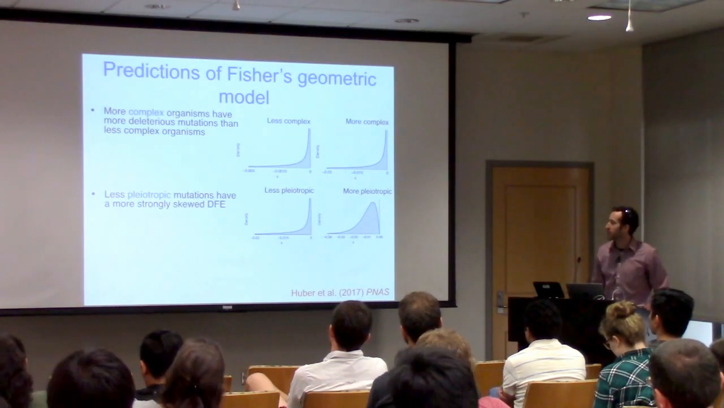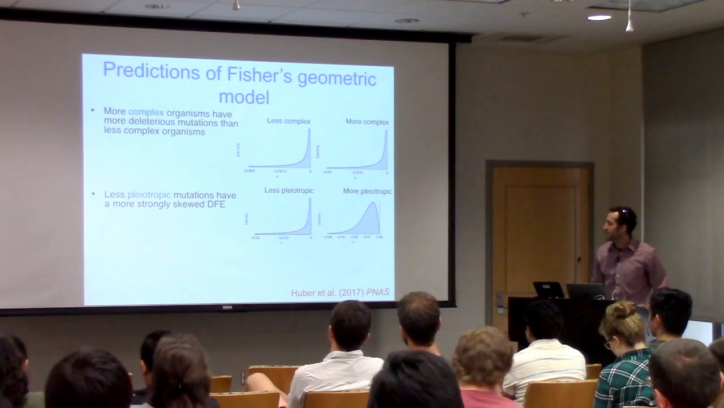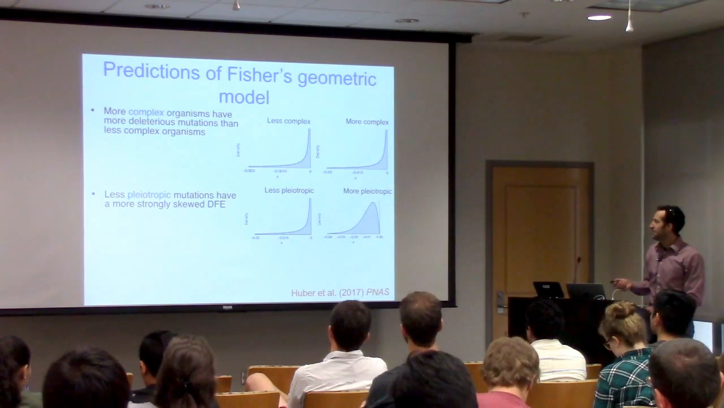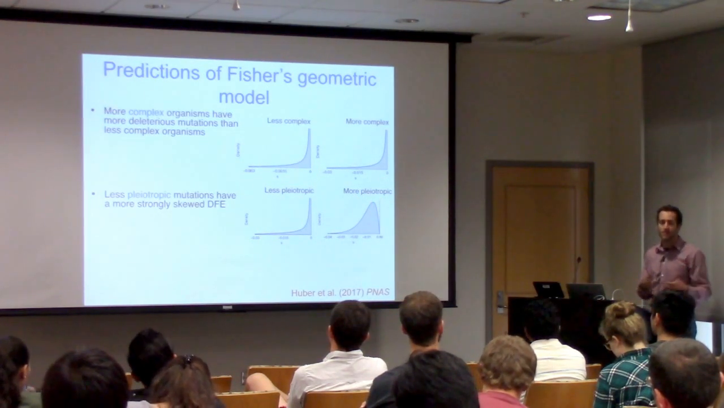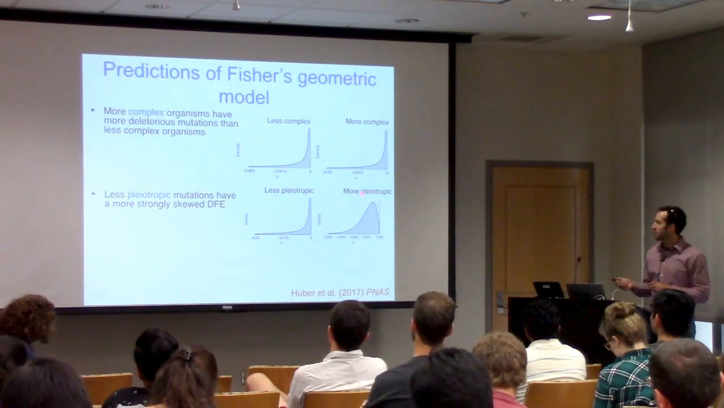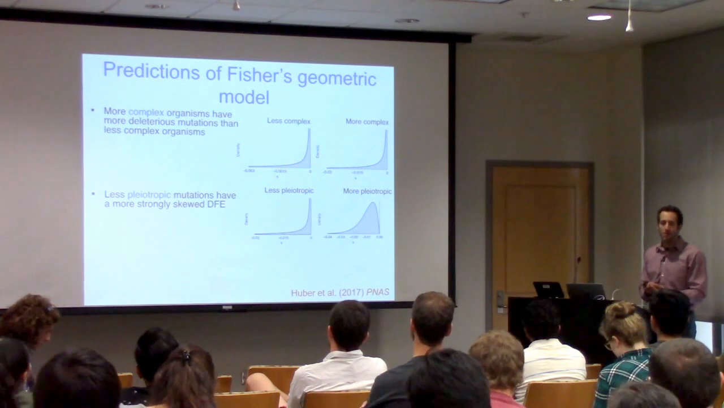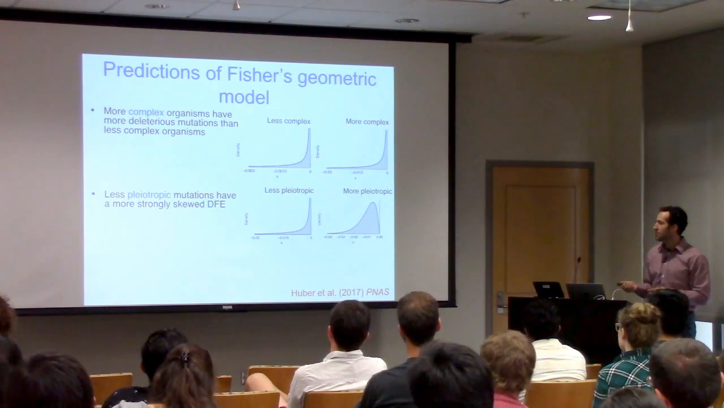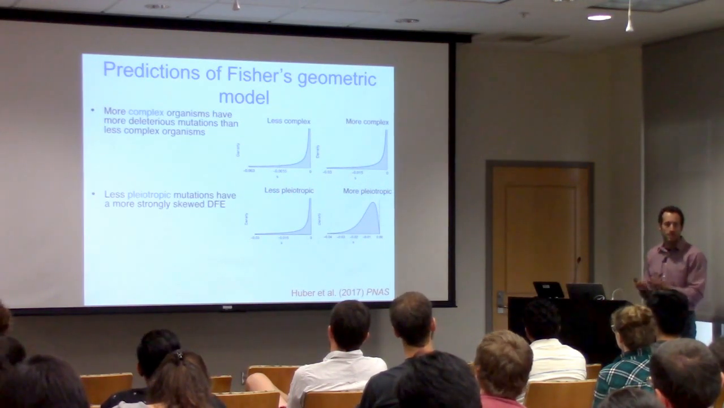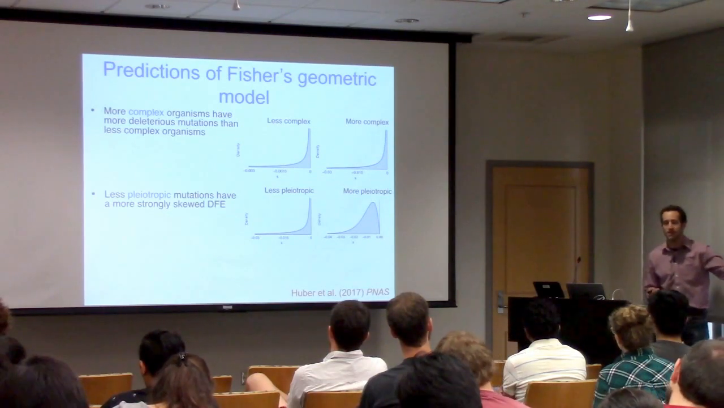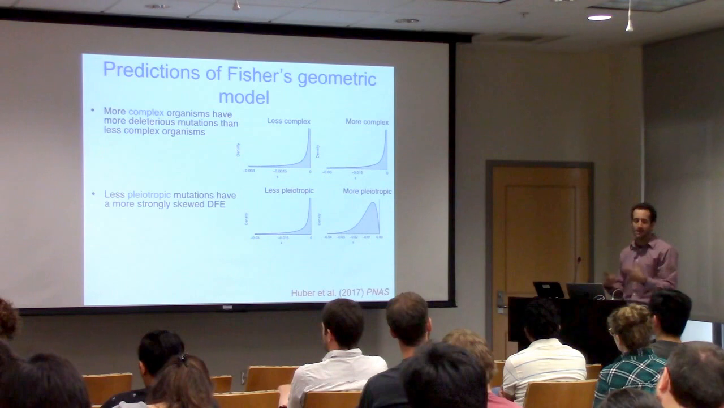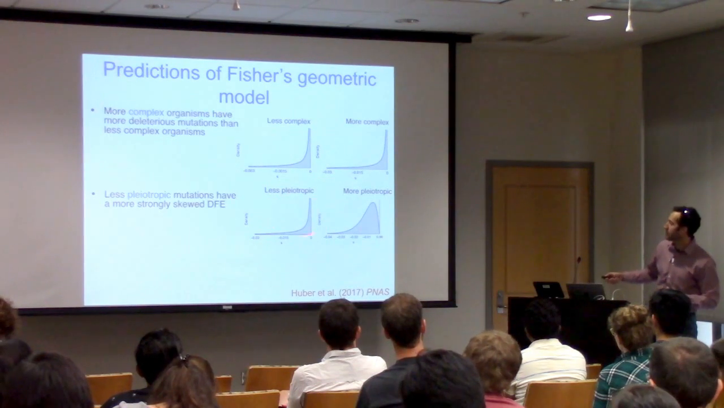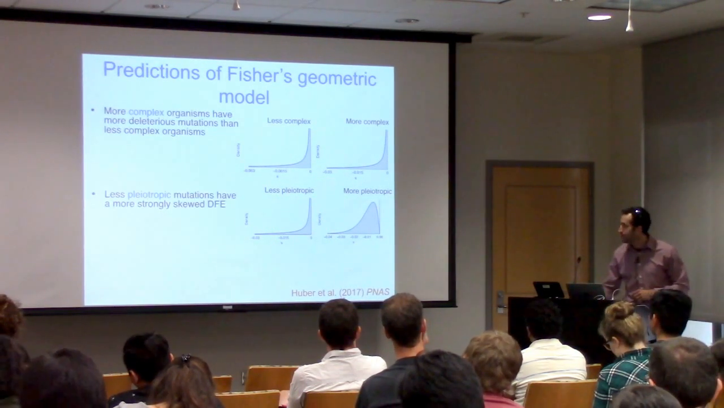The second prediction of Fisher's geometric model is that less pleiotropic mutations ought to have a more strongly skewed distribution of fitness effects. The idea here is, if you have mutations that are very pleiotropic, that means they affect lots of different phenotypes, so you're probably averaging over many phenotypes in determining the fitness effect of that particular mutation. And so that might decrease the variance of the distribution. Whereas mutations that are less pleiotropic, some of those will affect really important traits and will have a really severe effect. Others may affect things that have nothing to do with fitness. And so you'll have a bigger variance in this distribution of fitness effects, and it might look more skewed like this.